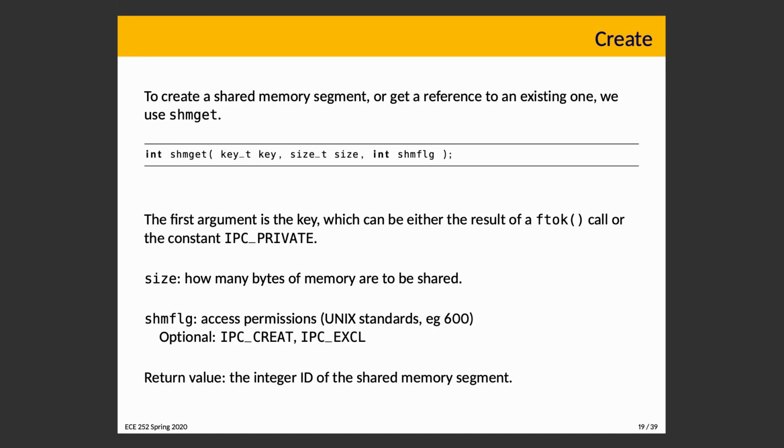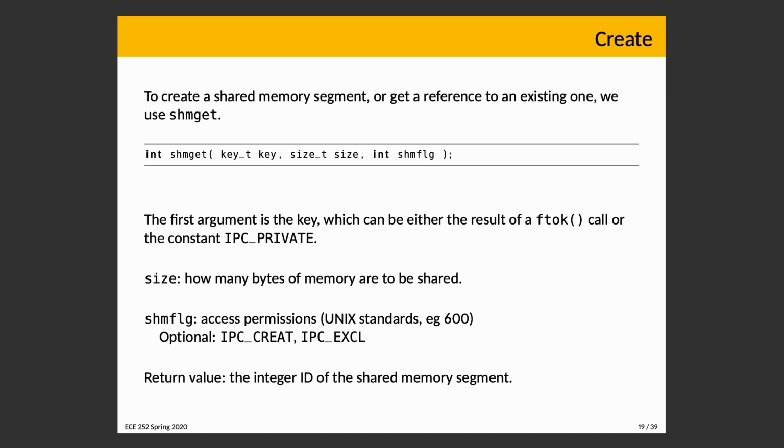So let's drill into the details now about how to actually carry out the workflow that was just on the previous slide. To create a shared memory segment, or just to get a reference to an existing one, we use shared memory get. The fact that it covers creation as well as getting an existing one is why it's called shmget as opposed to shared mem create. And it takes three parameters: the key, the size, and the flags.